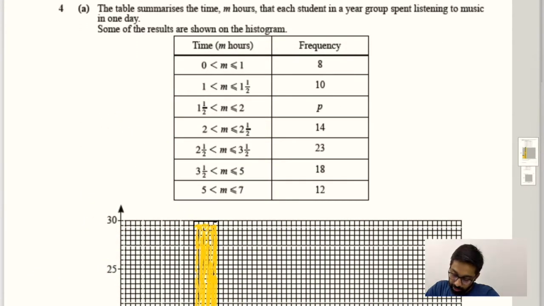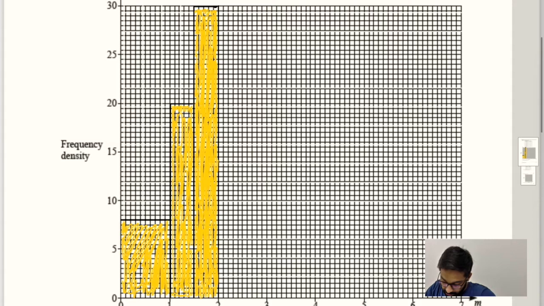It says the table summarizes the time, m hours, that each student in a year group spends listening to music in one day. Some of the results are shown on the histogram. They've given you a table with the time in intervals and their frequencies. You can see the histogram right here.